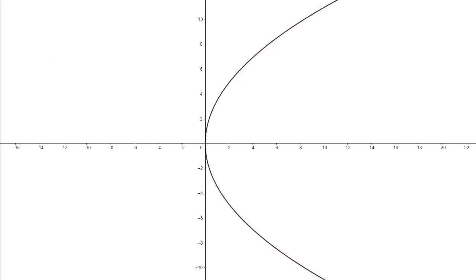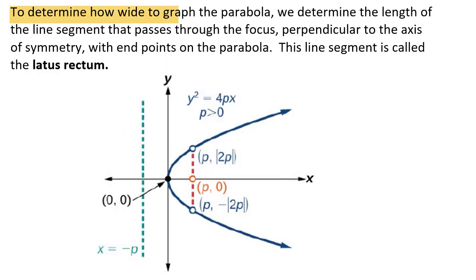Here's the graph of the parabola, the directrix to the left since it opens to the right, and here's the focus, the point (3, 0). To determine how wide to graph the parabola, we determine the length of a line segment that passes through the focus perpendicular to the axis of symmetry with the endpoints on the parabola. This line segment is called the latus rectum. Latus is Latin for side and rectum for straight. So the line in question is here. I'm going to go from this point to this point.